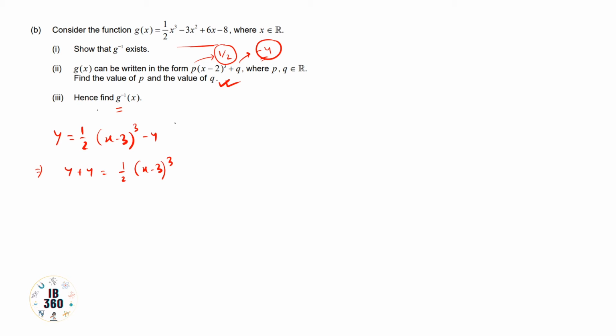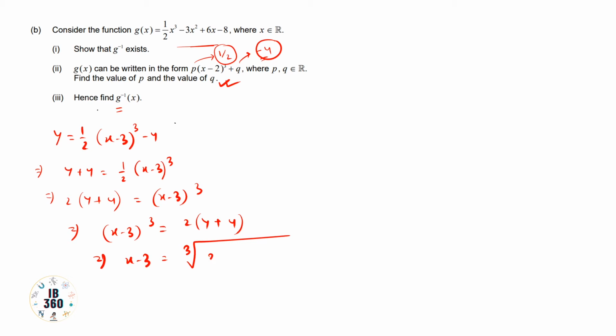Okay, so from here you are getting 2 into (y plus 4) equals (x minus 3) whole cube. So (x minus 3) whole cube is equal to 2 into (y plus 4). So x minus 3 equals cube root of 2 into (y plus 4). So x equals cube root of 2 into (y plus 4) plus 3.